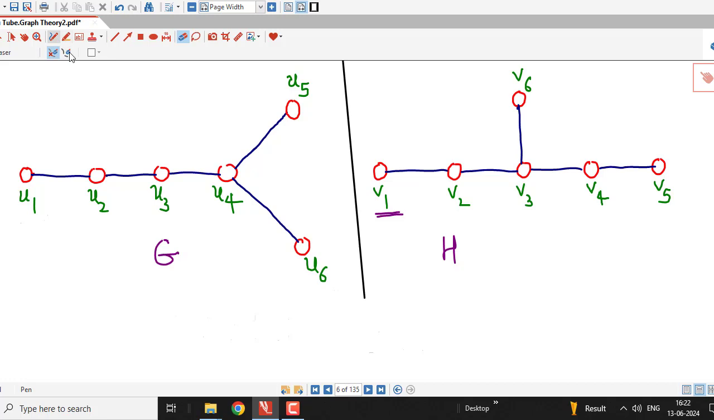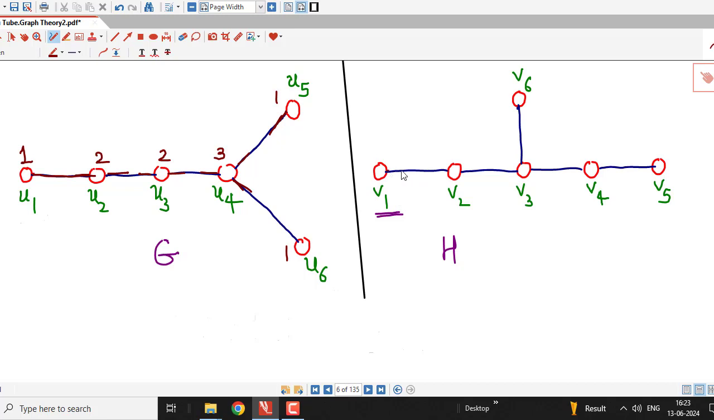Now we can check for degrees of vertices for both the graphs. We first start with graph G. Here u1 is incident with only one edge, that is degree of u1 is 1. u2 is incident with two edges, therefore degree of u2 is 2. u3 has also degree 2. And u4 is incident with 3 edges, therefore degree of u4 is 3. u5 is incident with only one edge, therefore degree of u5 is 1. And similarly degree of u6 is also 1.